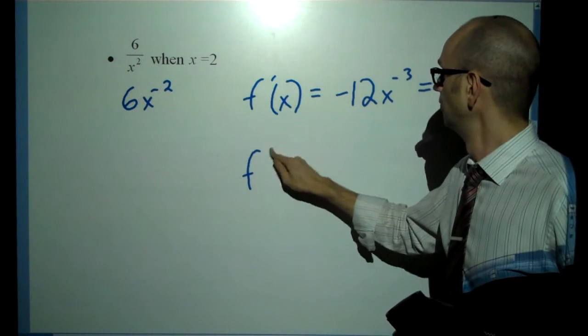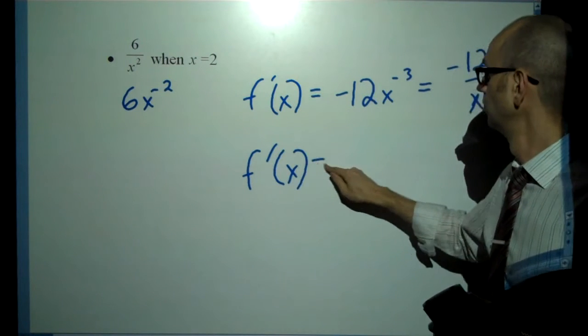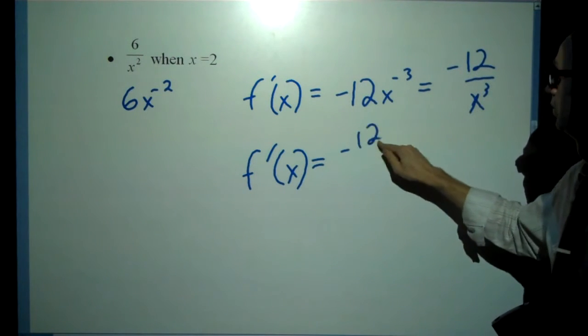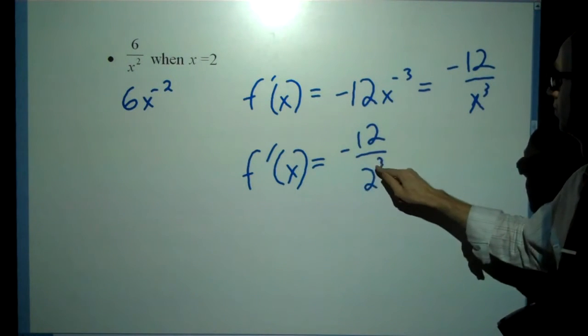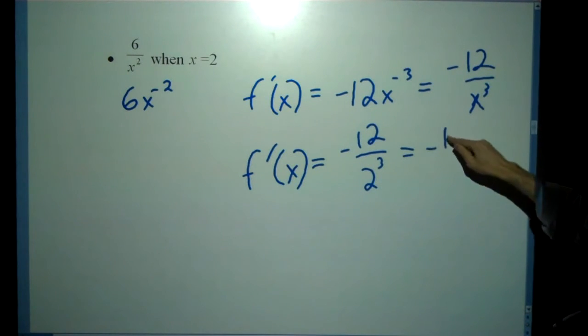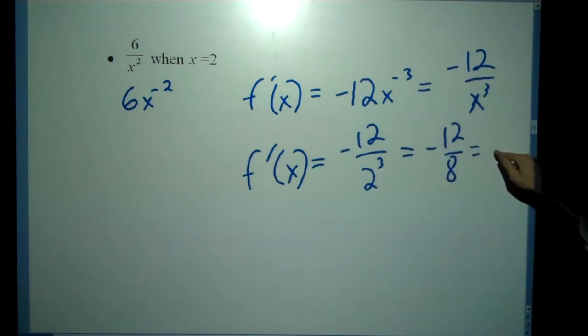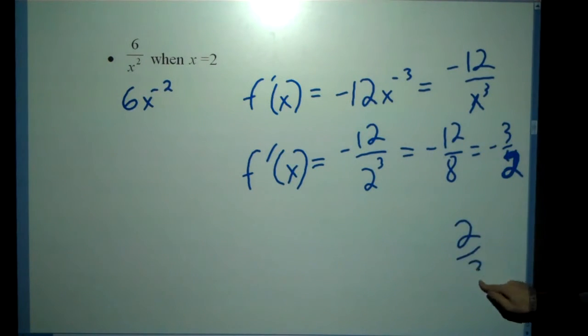If we want to know our slope when x equals 2, this would be the slope of the tangent line. We have negative 12 over 2 to the 3rd power, also known as negative 12 over 8, or would that be 3 halves? Oops, 3 halves. Okay, so negative 3 halves would be the slope of our tangent line, and our normal, opposite reciprocal, so 2/3 positive.